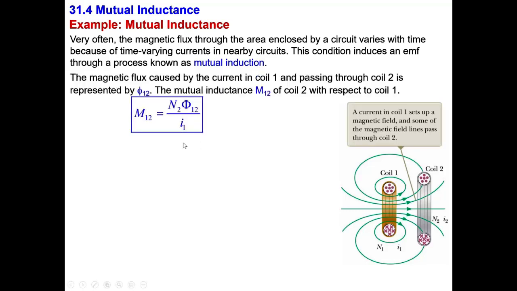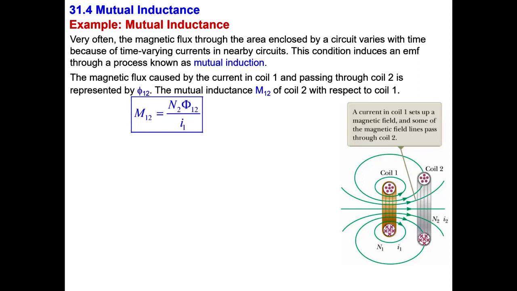The magnetic flux caused by the current in coil 1 and passing through coil 2 is represented by phi 12. The first subscript is the one that is causing. So M12 means it's the mutual inductance due to current in coil 1 that is felt in coil 2. It's always confusing because in some books they reverse this. Now, without proof, it's equal to the flux linkage divided by the current.